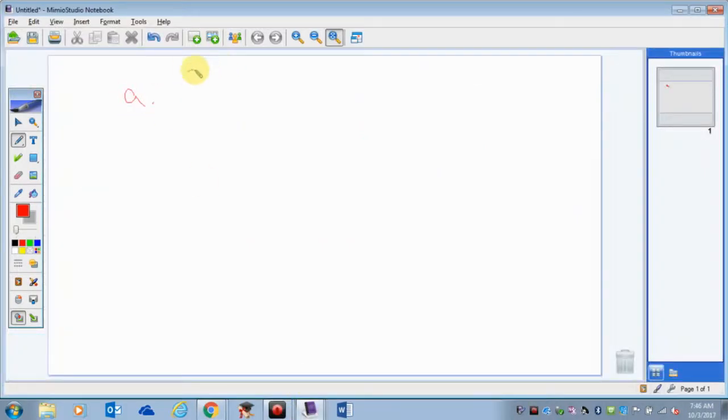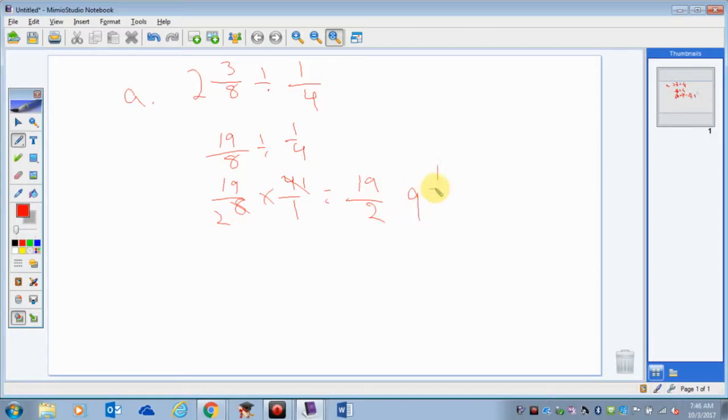A is 2 3/8 divided by 1/4. So I have to change 2 3/8 into an improper fraction. 2 times 8 is 16. Plus 3 is 19 over 8 divided by 1/4. So now it's set up. All I got to do is keep this the same. Change this to multiplication. Flip this over to 4 over 1. 8 and 4 can simplify. That becomes 2. That becomes 1. And I have 19 over 2. 2 will go into 19 9 times with 1 left over 2.